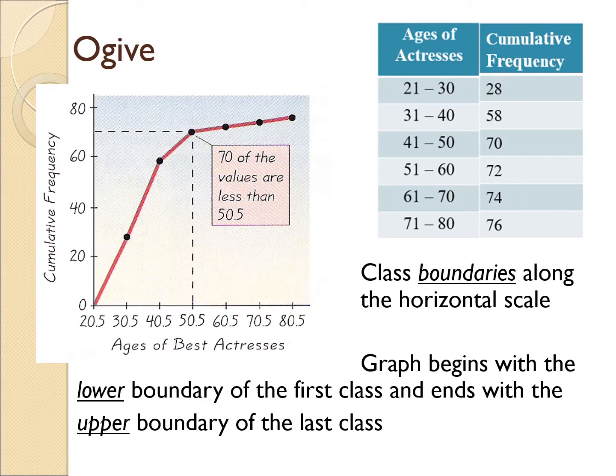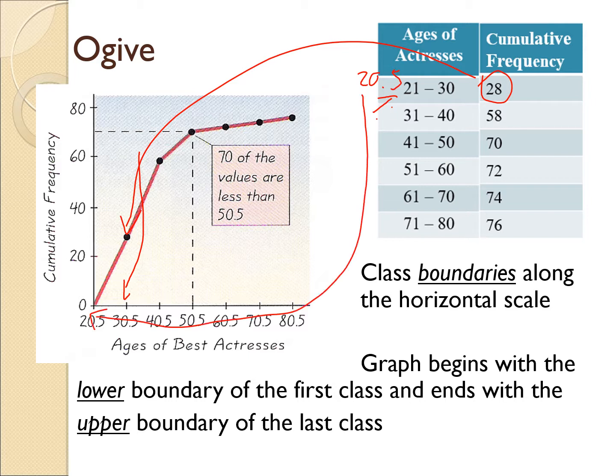And when we make these, one of the things that differentiates it from the frequency polygon is we take these frequencies and we put them above the class boundaries, where in the frequency polygon, we were plotting them above the midpoints. The graph always begins with a lower boundary, the first class. So we're starting with a lower boundary here, 20.5. And we haven't passed any of the data yet, so it starts at 0. And then it ends with the upper boundary. So once we're up here at 80.5, we've passed all of the data. That's where that 76 goes.